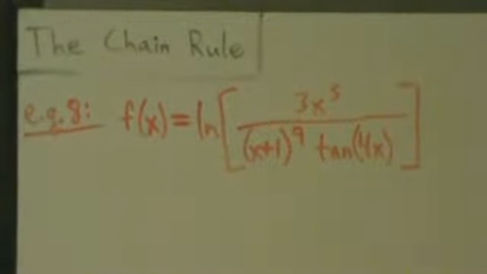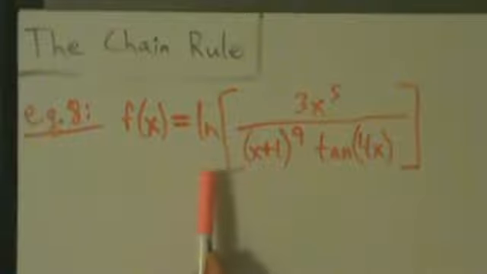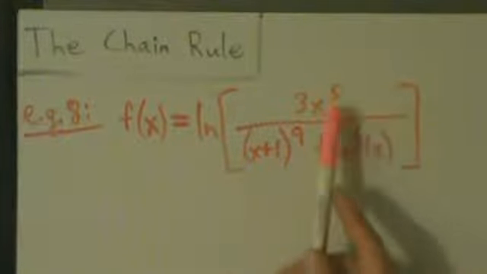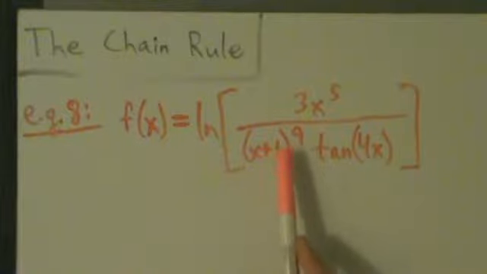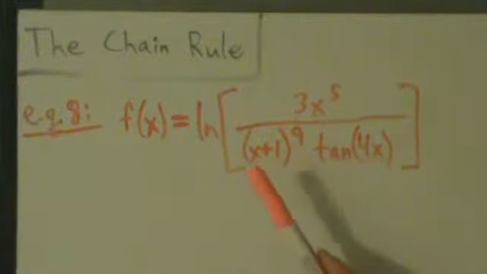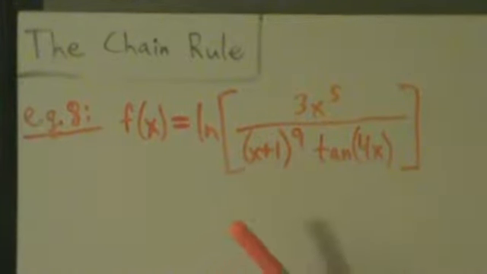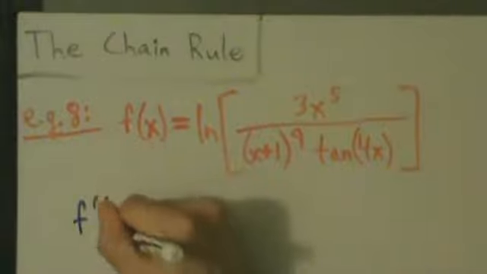So here's example 8 with the chain rule. f of x equals natural log of this huge mess here, 3x to the 5th divided by (x plus 1) to the 9th times tangent of 4x. Okay? So remember, chain rule says if you want to take the derivative, and that's what we want to do here, we want to find f prime of x.